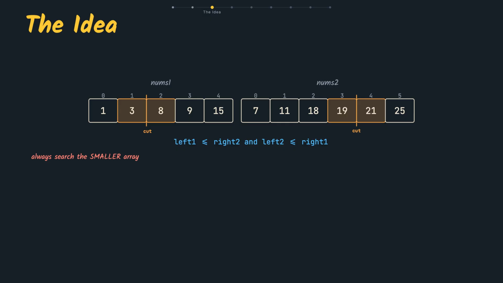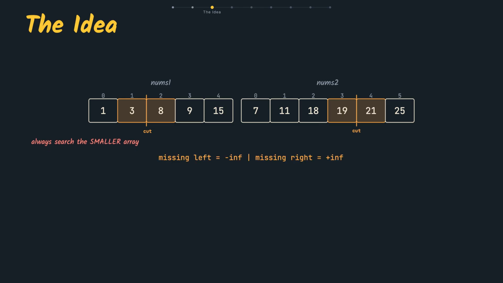Watch out for one trap. You might pick the bigger array to search. Don't. Cut the smaller one, or its forced cut can fall off the edge. And when a cut sits at the very start or end, there's no number there. We treat a missing left edge as negative infinity, a missing right edge as positive infinity.